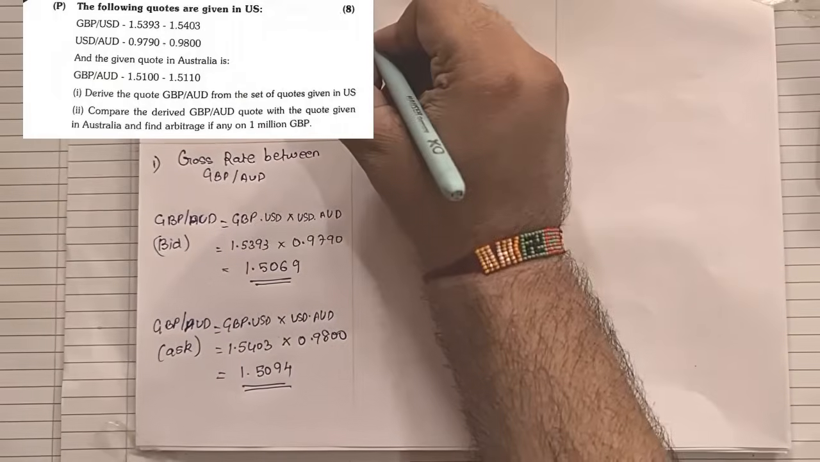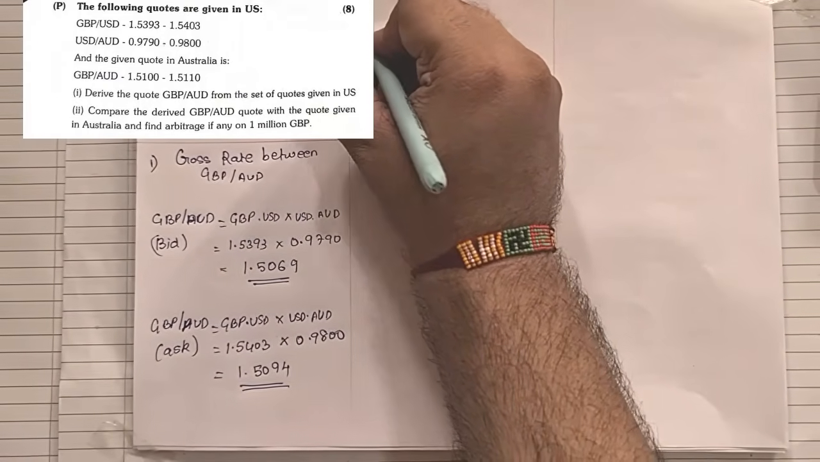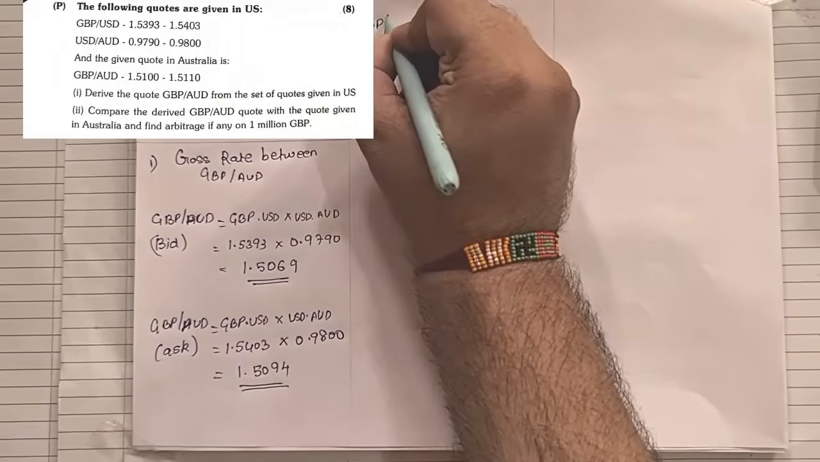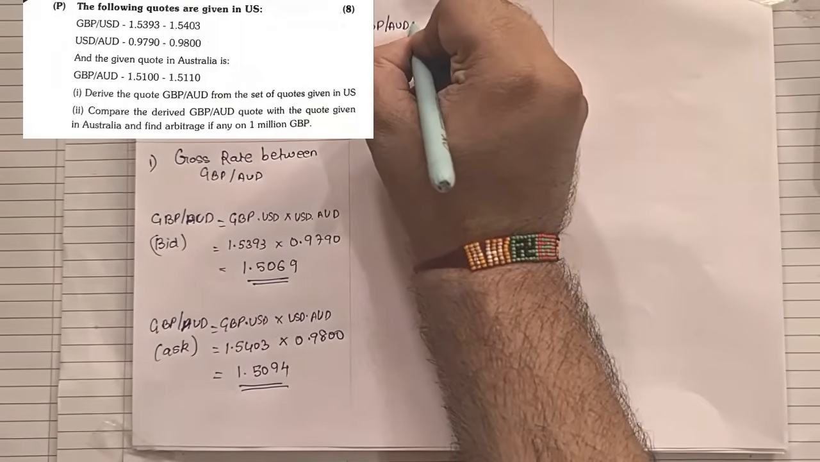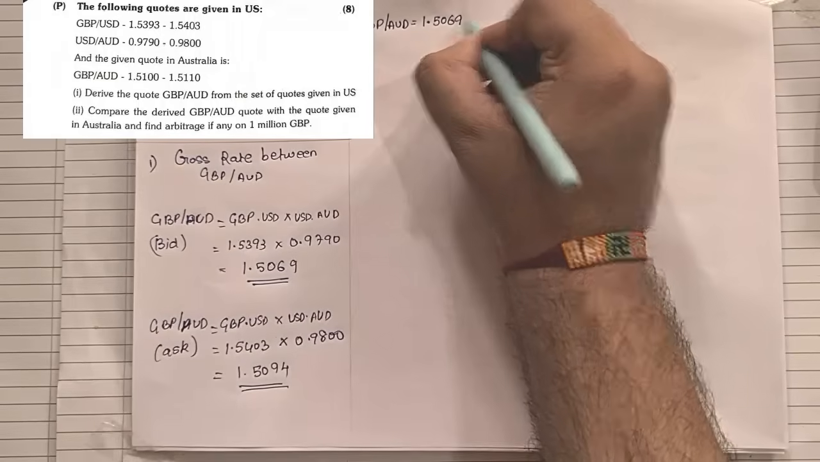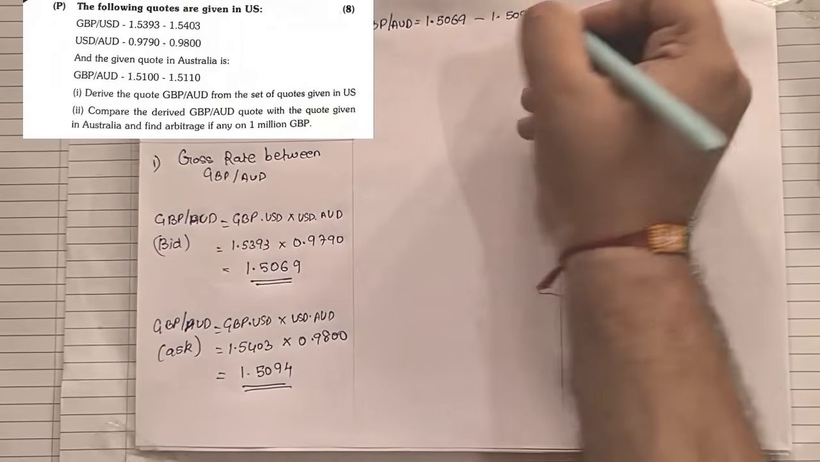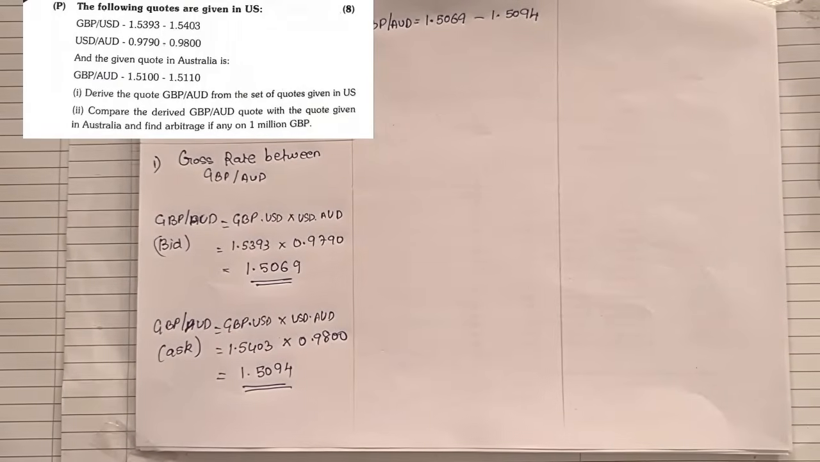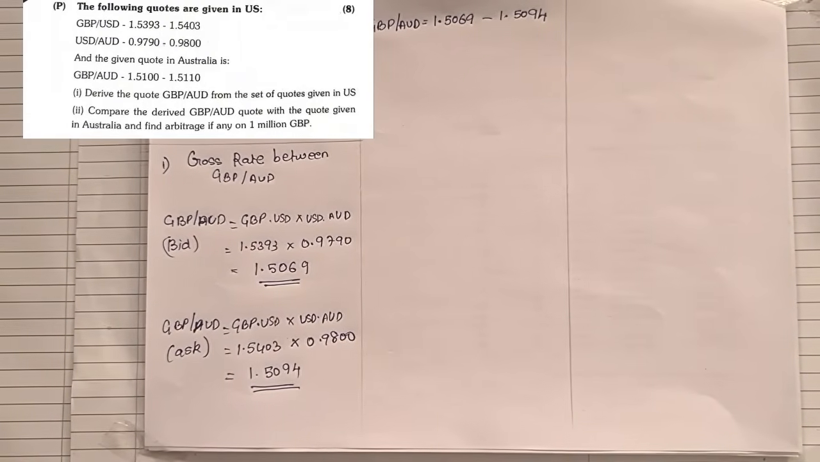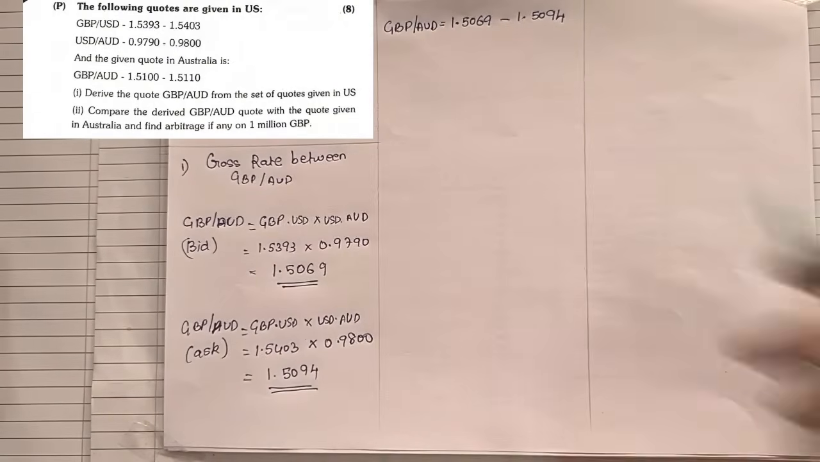Okay, so therefore I can say that the cross rate between GBP to AUD, what I got now is 1.5069 and 1.5094. Okay, now that is the first part. Now second part, what they have told us is to compare the derived value, meaning this value, with the value which is given in Australia.